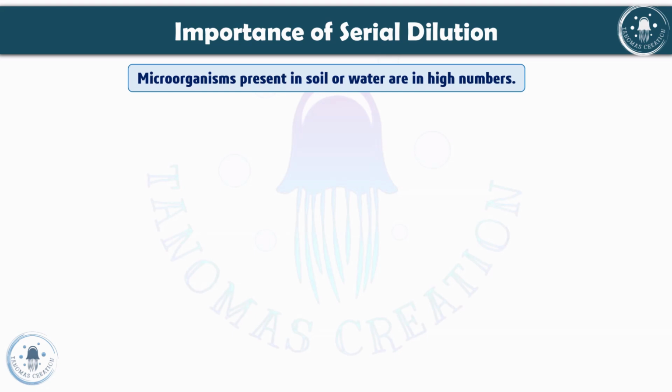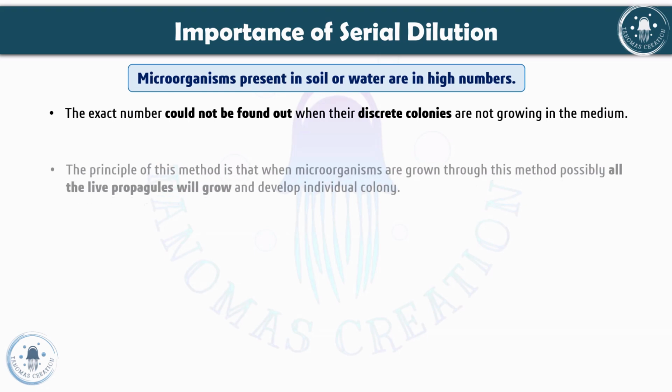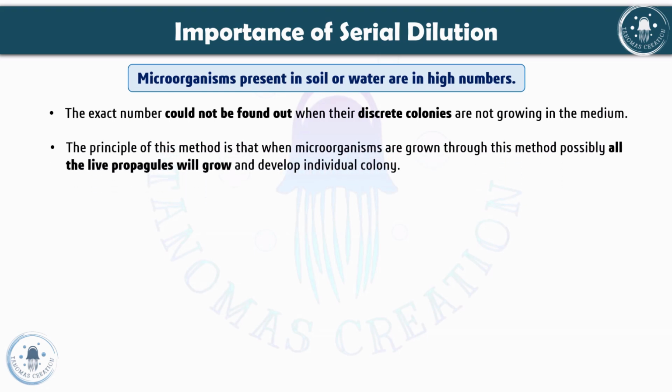Now, as we know, microorganisms are present in soil, air, water, everywhere, and they are in high numbers, right? So the exact number cannot be found because discrete or separate colonies are not growing in the medium. If you do the sampling from the original sample, it is not possible to count it. So in this serial dilution method, after doing the serial dilution, the microorganisms grow separately. All the live propagules will grow and develop into individual colonies, which will allow us to count them easily.